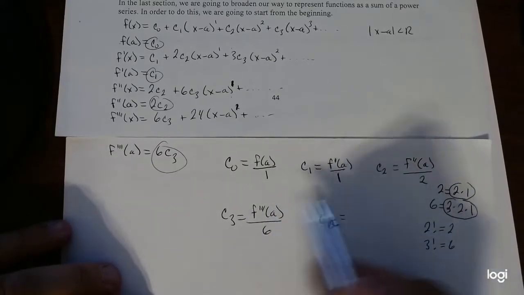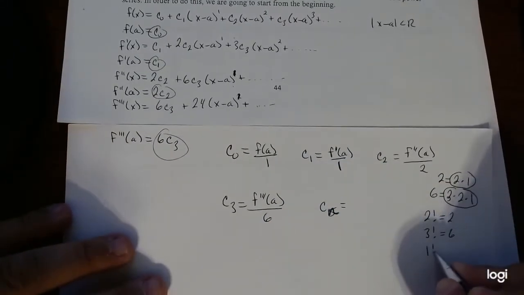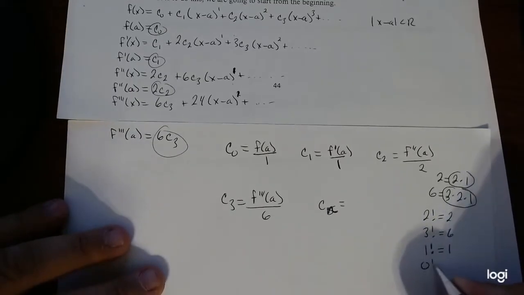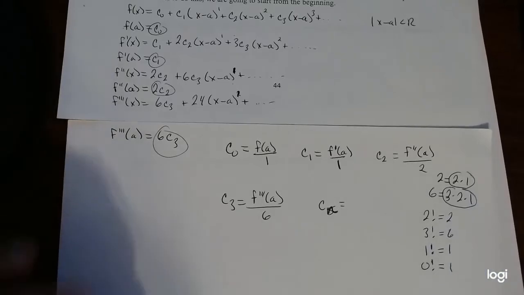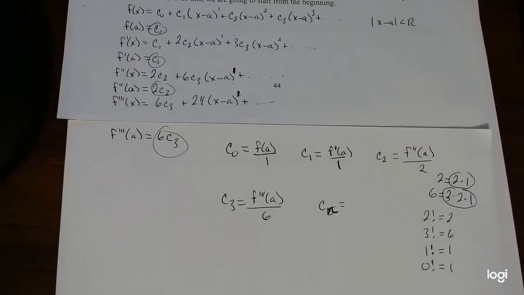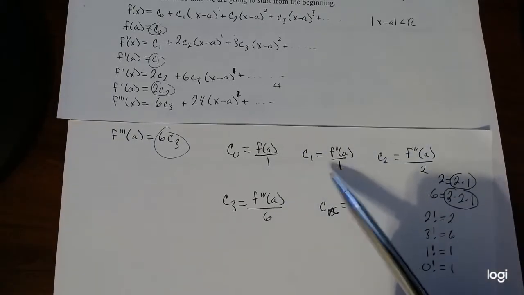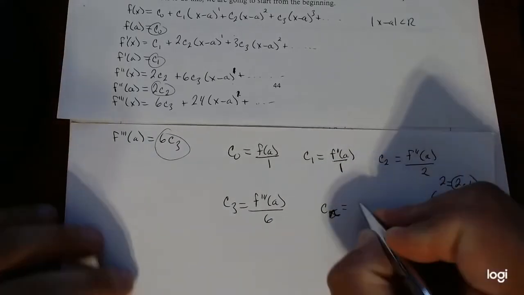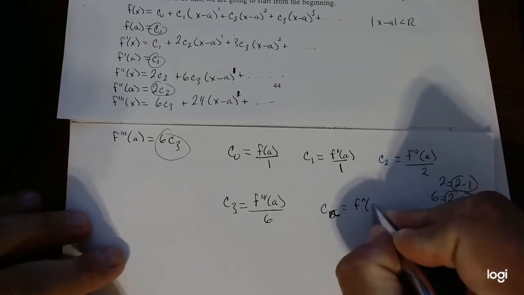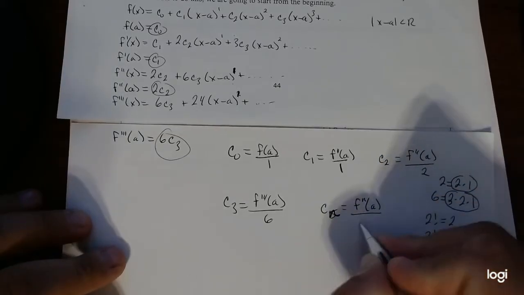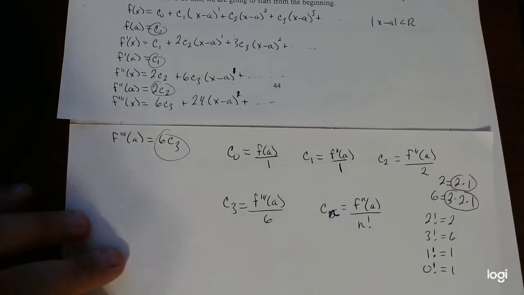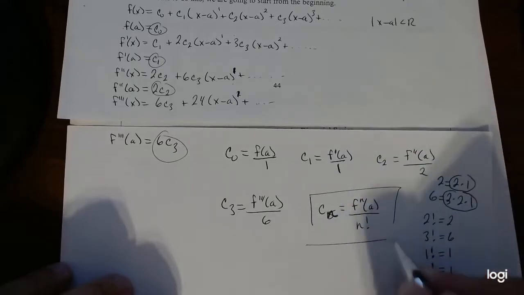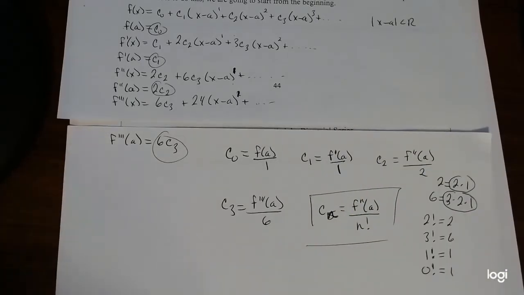Now, what's going on here? Well, we know 1 factorial gives you 1, but there's 1 also. 0 factorial also equals 1. That's a tricky one. So this is technically 0 factorial, 1 factorial, 2 factorial, and 3 factorial. So the general term would be f of n, so you're taking the nth derivative of what you're looking for, divided by n factorial. And that's going to give you any coefficient within its power series.